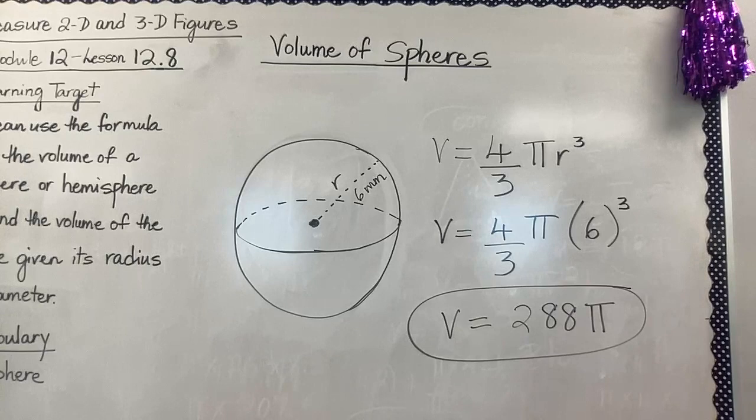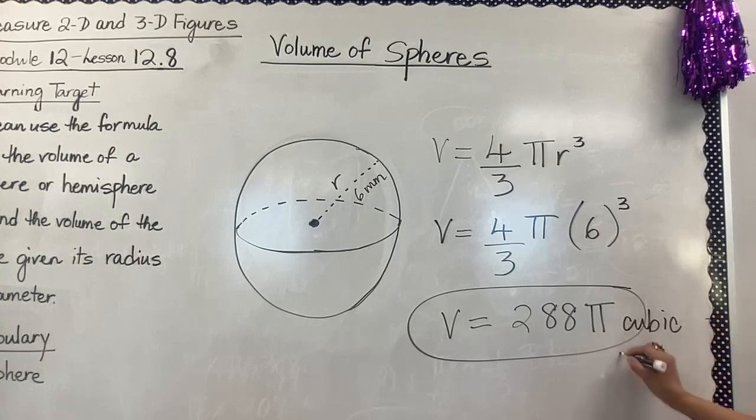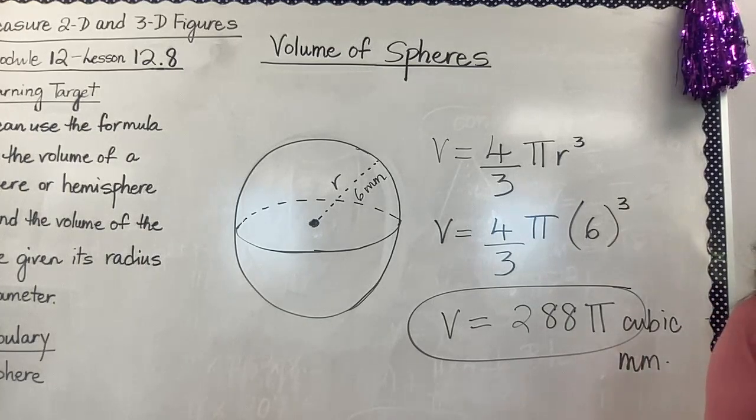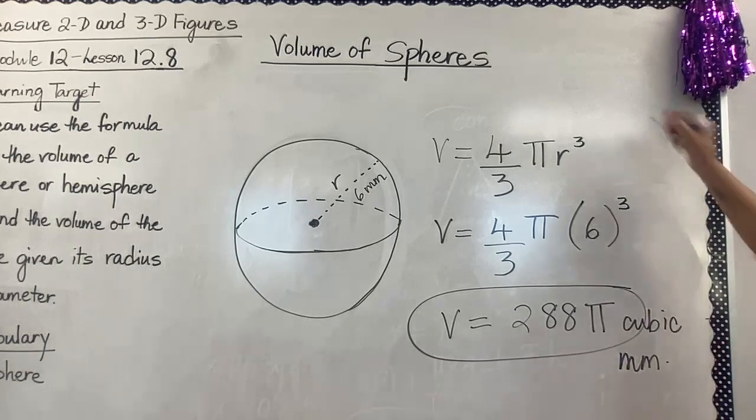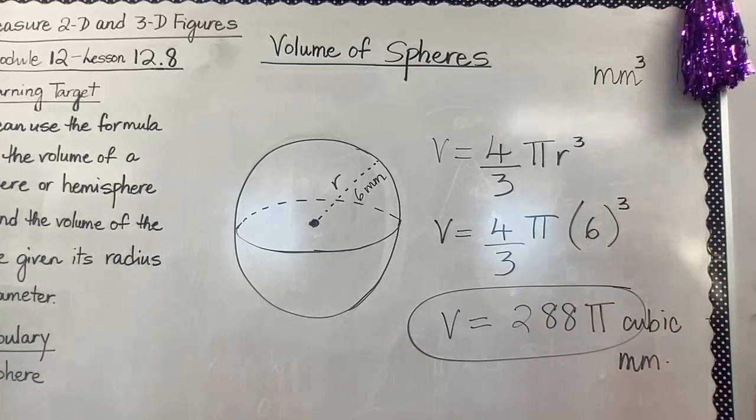So the volume of the sphere is 288 pi cubic millimeters, because everything in volume is cubic. You can write it as cubic millimeters this way. You can also write the unit like this, millimeters cubed. So that is another way of writing it.